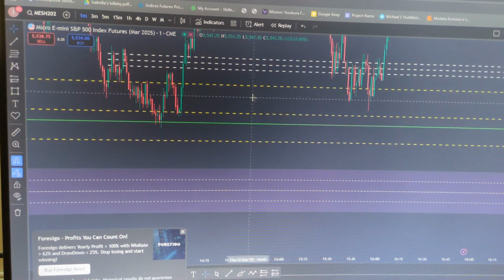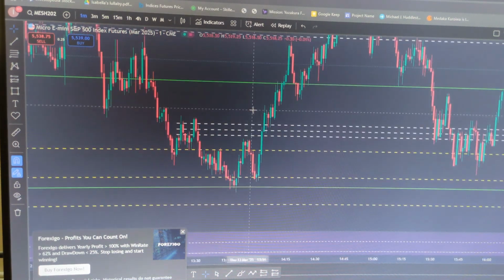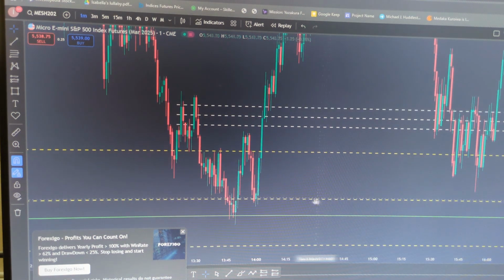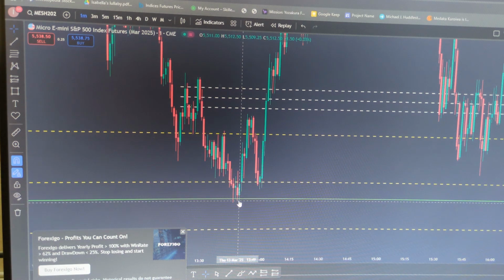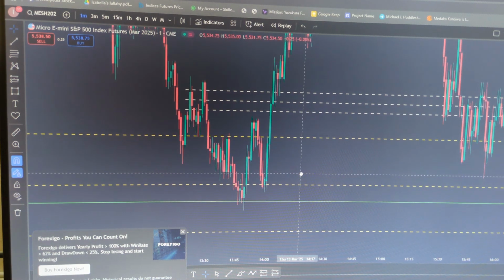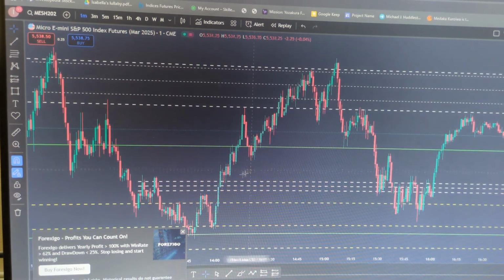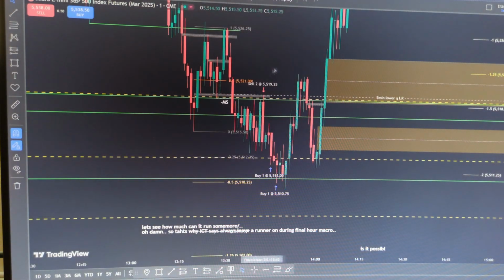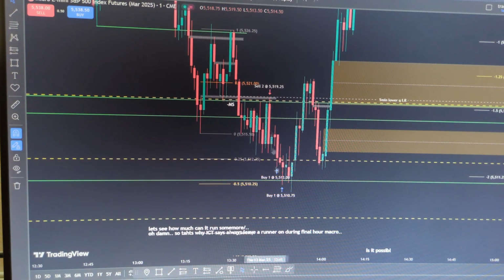Okay, so as you can see, this trade, I got out close to where it reversed. Yeah, I got out close to where it reversed. Got out in here.